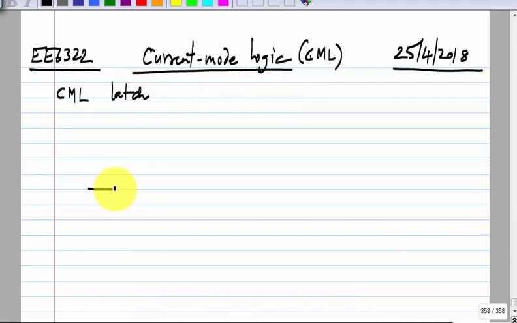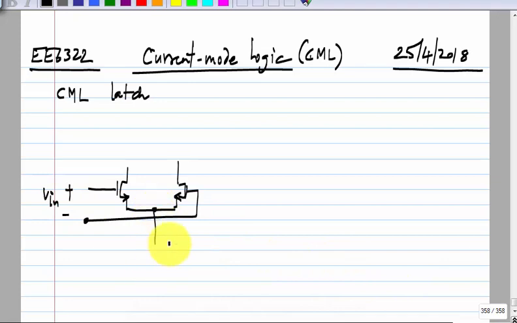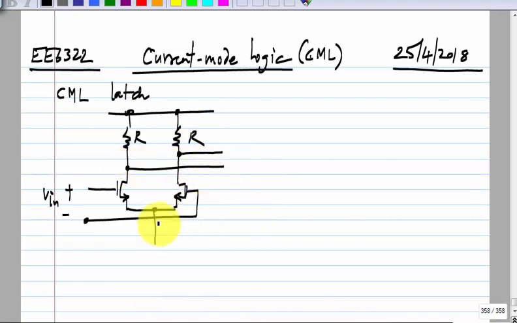So the classic current mode logic CML latch is the following. We have a differential pair to which the input is applied, and let's assume that there is a bias current source here. Then what happens is the output voltage of the differential pair will be some amplified version of the input. Now to turn it into a latch, what is done is the following. So this amplifier is active only when the clock is high.